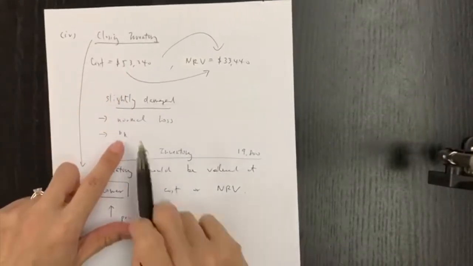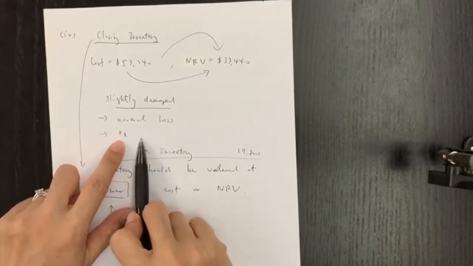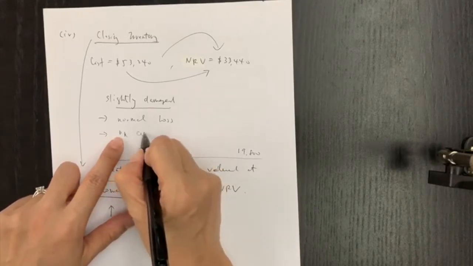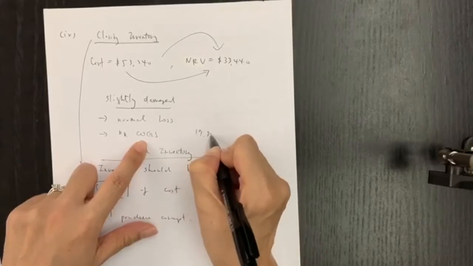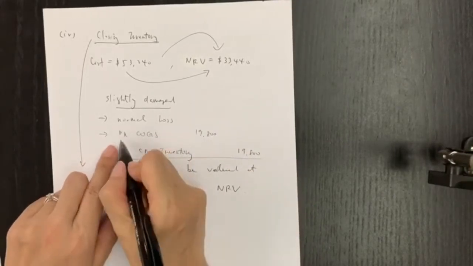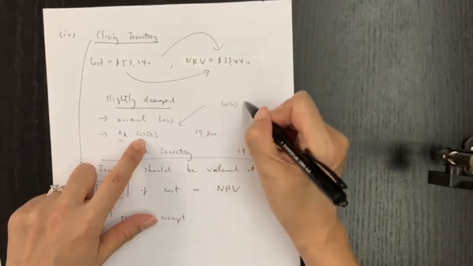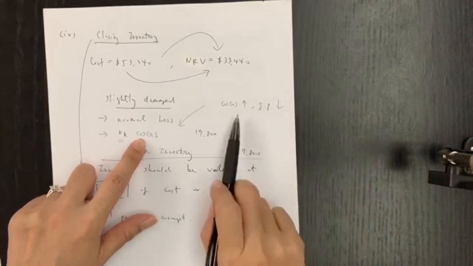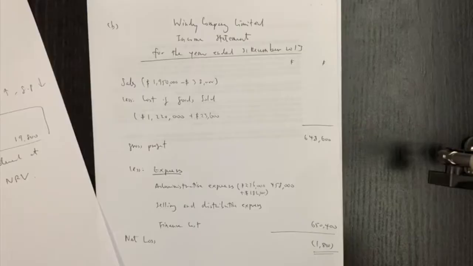Okay, so since this is normal loss, we are not going to show this separately in the income statement as expenses. Therefore, the loss will be included in cost of goods sold, 19,800. So you can see, what happens if we debit cost of goods sold? That means cost of goods sold will be larger and gross profit will be lower. So this is how we do adjustments related to normal loss.